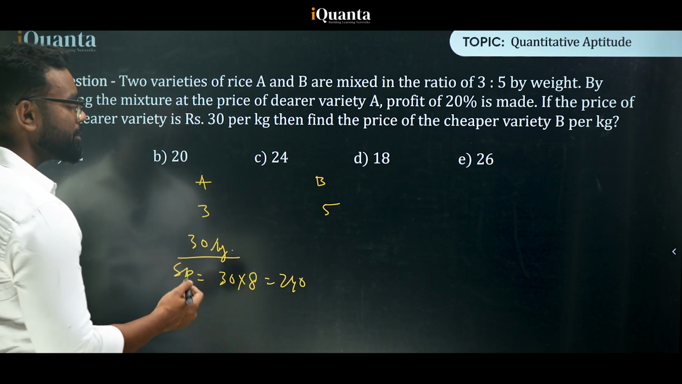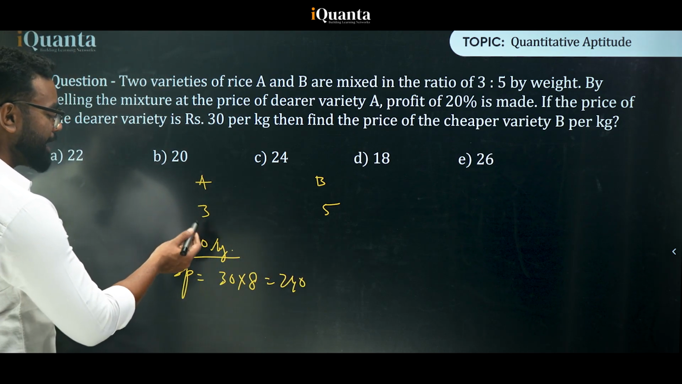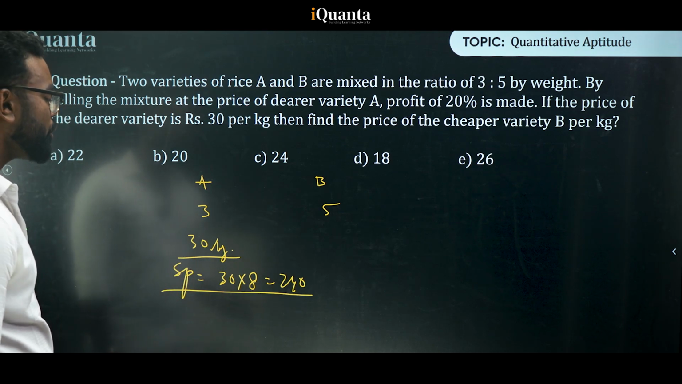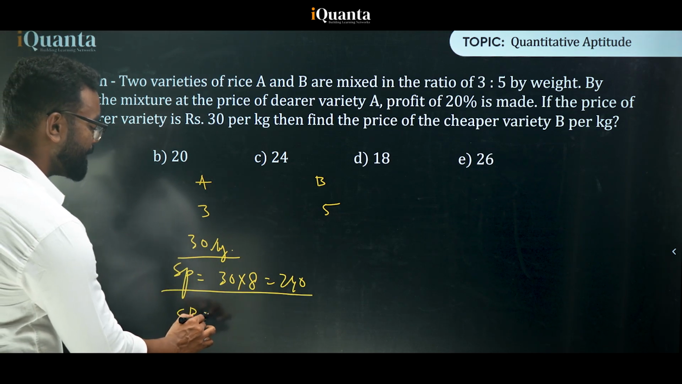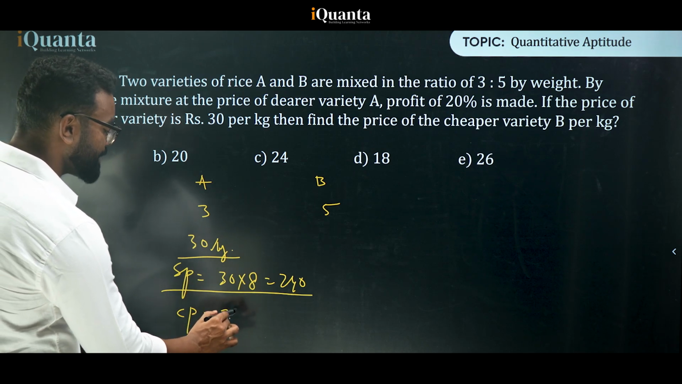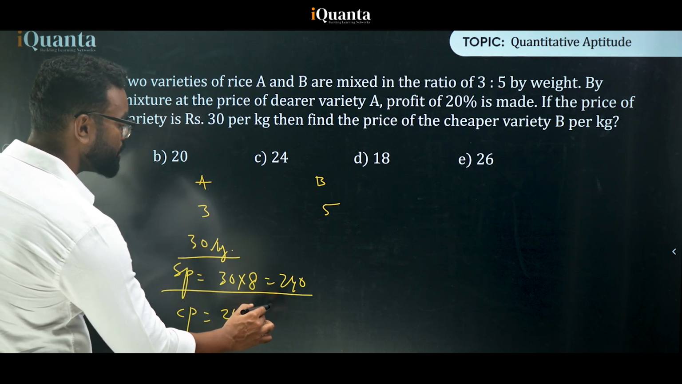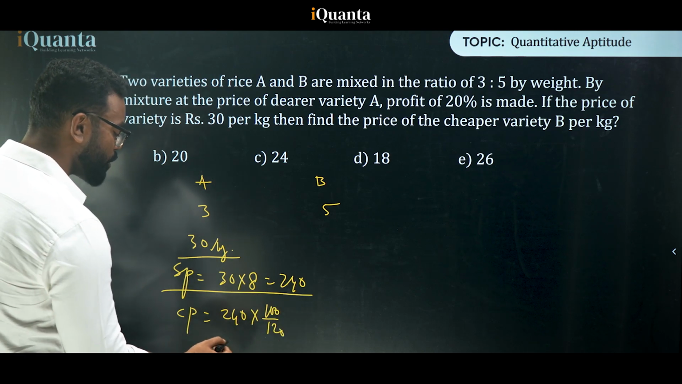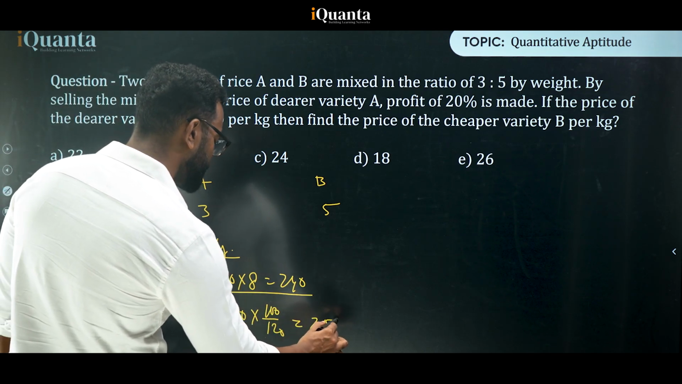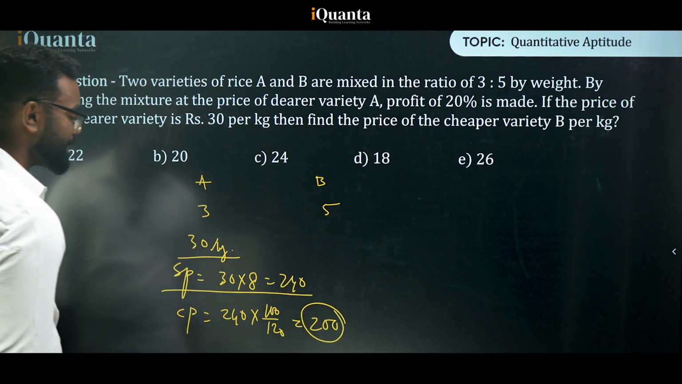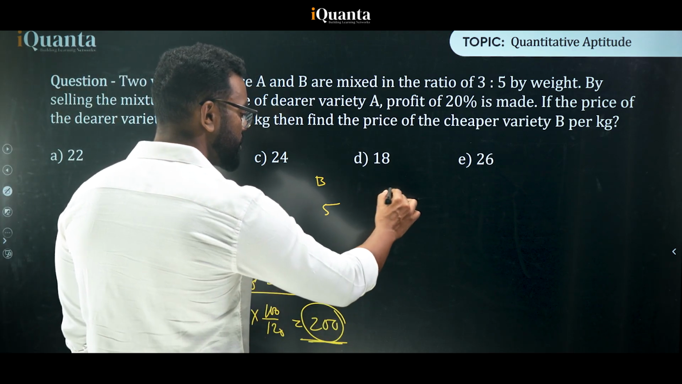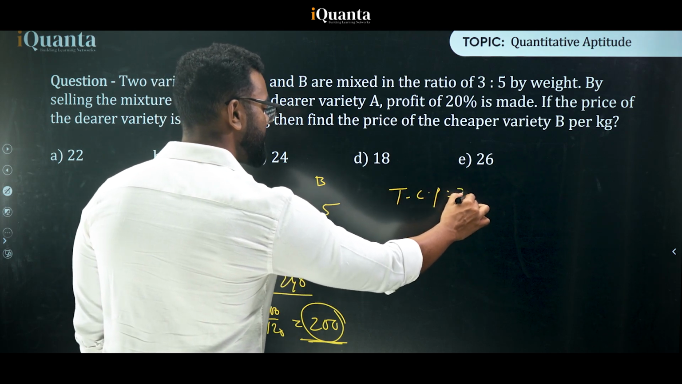Because the selling price is 30 per kg, and that is also the cost price of A. So 240 is my selling price. That is fine. Now if the selling price is 240, what is the cost price? By using the method of base change, the cost price is 240 into 100 upon 120. So the cost price is nothing but 200. So 200 is the total cost price.